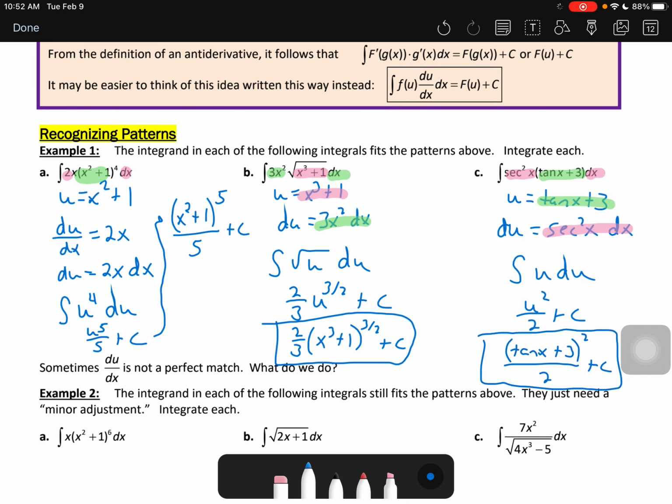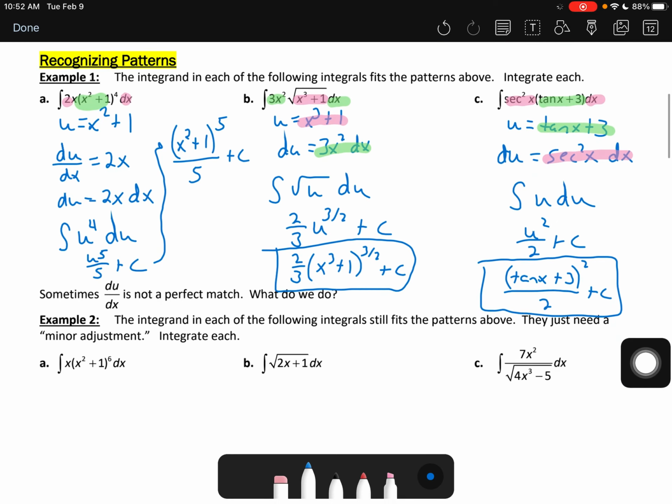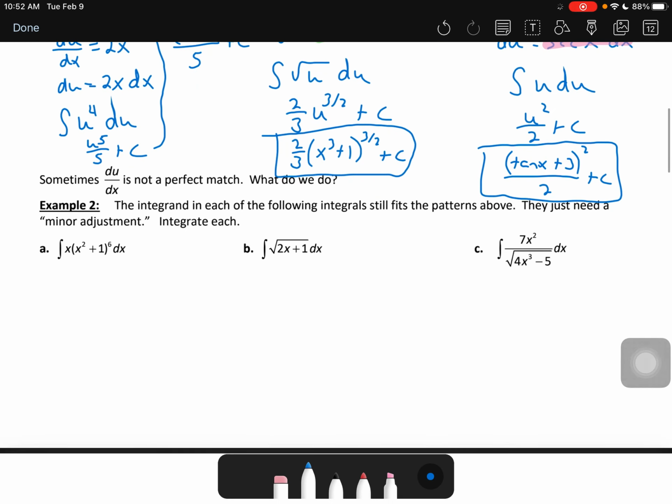So those are some pretty straightforward pattern recognitions. Those ones worked out really nicely. Now they don't all work out quite as cleanly as those ones did, but sometimes there's a little adjusting that we need to do to make it fit the way it needs to. So that's what we're going to look at on these next examples, where we have to do just a little bit of a minor adjustment, okay? But you're still looking to set it up with that same basic idea in mind.